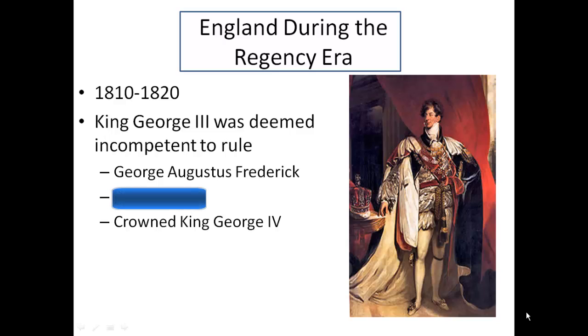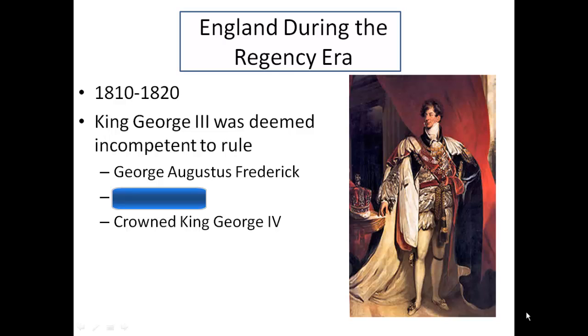Jane Austen's novels were published during England's Regency period, which lasted from 1810 until 1820. In 1810, when England's monarch, King George III, was deemed incompetent to rule the country because of an ongoing struggle with mental illness, his son, George Frederick, who later became King George IV, was established by Parliament as Prince Regent and took over the leadership of the kingdom on behalf of his father.